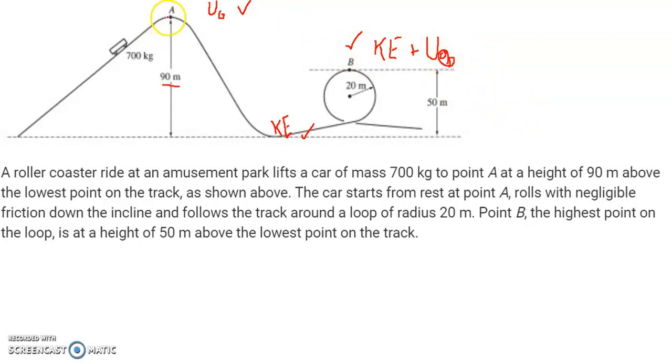So in the beginning, we have only gravitational potential energy. At the bottom here, at point P, we only have kinetic energy. But at point B, we have a mix of both kinetic and potential energy. Let's take a look. We're going to solve this very similar to how we solved the last problem. We're going to say the initial energy equals the final energy, because there is no work being done, because Earth is part of our system.